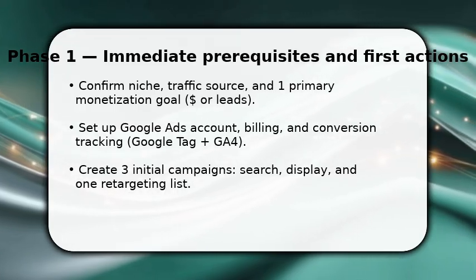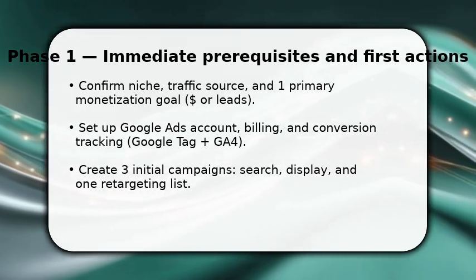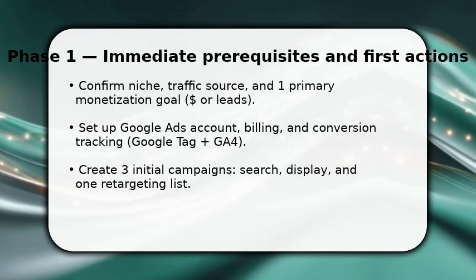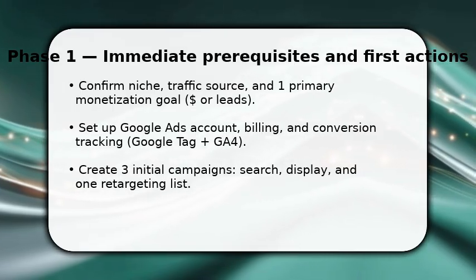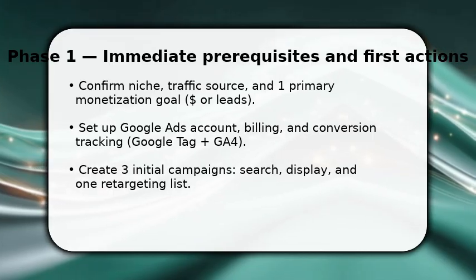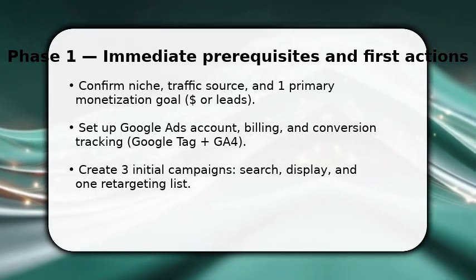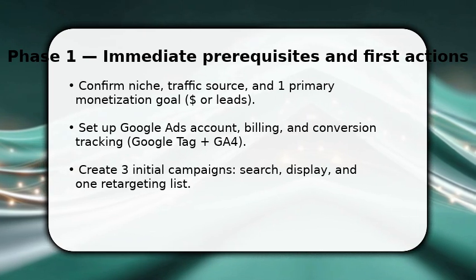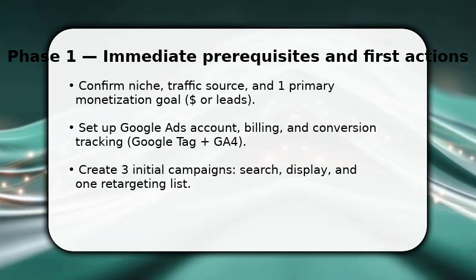measure. Now launch 3 starter campaigns: one search campaign targeting intent keywords, a display campaign for awareness, and a retargeting list to capture visitors. Make sure to set clear CPA goals and daily budgets to collect real performance data quickly.